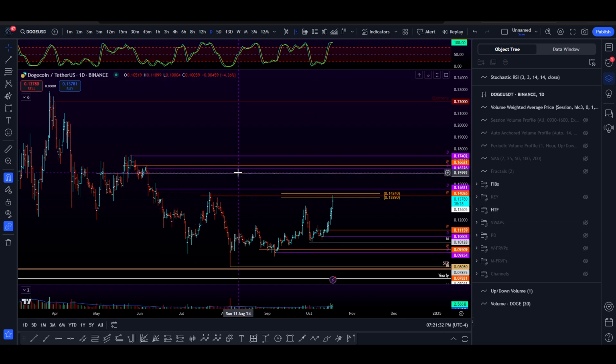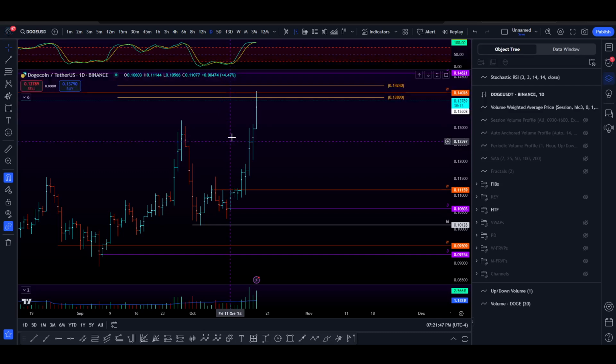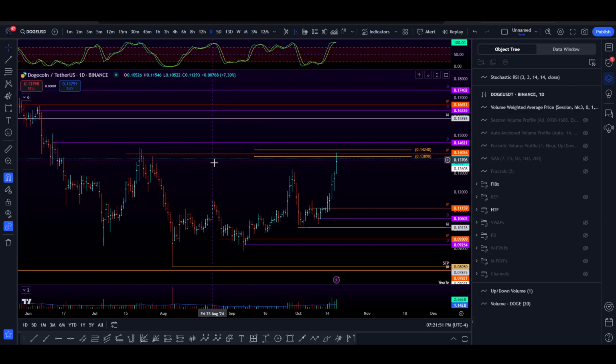Purple will be the daily levels, orange will be the weekly levels, white are the monthly levels, and we also have a quarterly close level up here, right? So as you can see, in that same area, if I zoom in here on the daily time frame, we've also tapped the highest weekly level of this range, right? So that's another confluence to tie into this golden pocket.